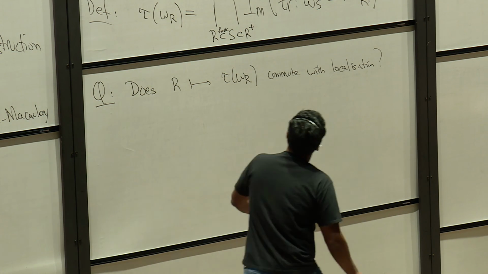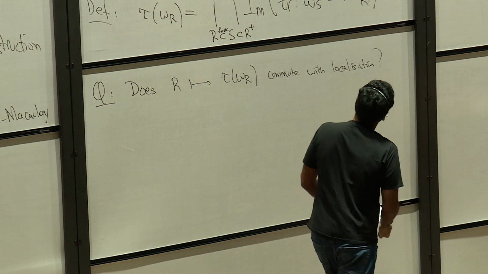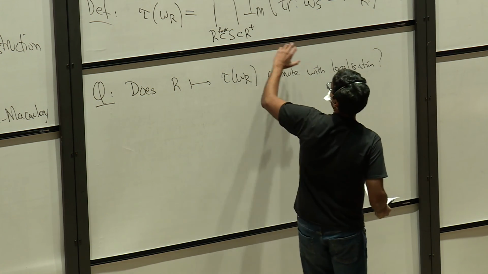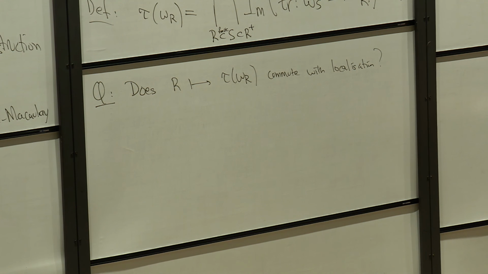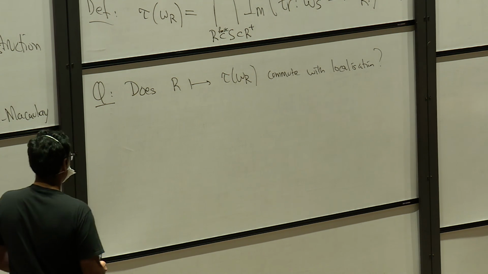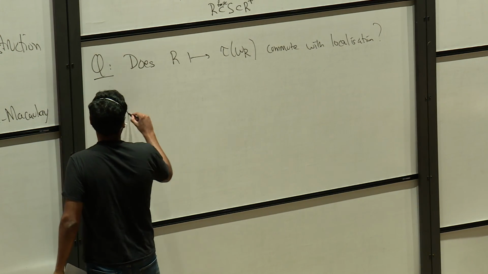It's a submodule. I guess I didn't write this explicitly, but it's a submodule of ω_R. So it's a reasonable object. This is a finitely generated module, and so this is also a finitely generated module. It ought to commute with localization. But the infiniteness of the intersection makes it rather tricky to handle. I will just mention some evidence for it and then stop. So the evidence is the following.